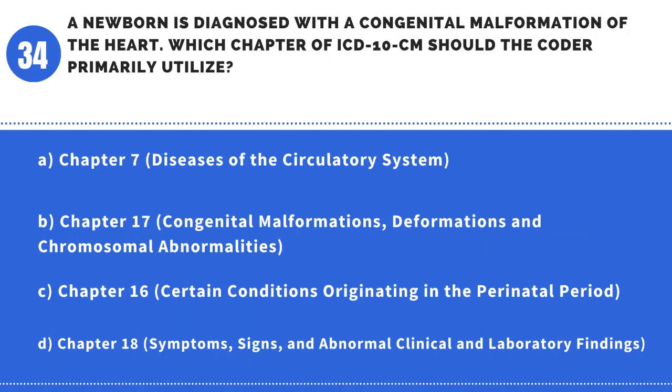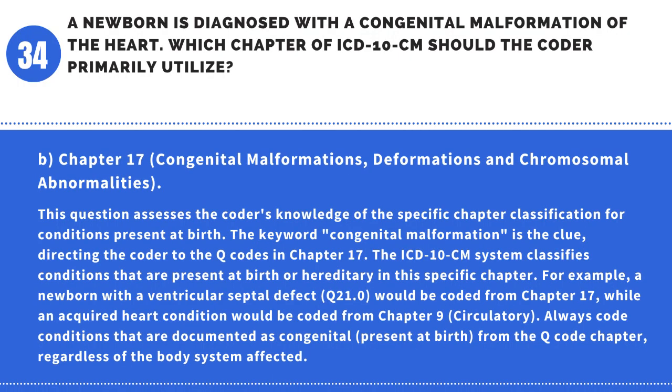Question 34. A newborn is diagnosed with a congenital malformation of the heart. Which chapter of ICD-10-CM should the coder primarily utilize? A. Chapter 9, Diseases of the Circulatory System. B. Chapter 17, Congenital Malformations, Deformations and Chromosomal Abnormalities. C. Chapter 16, Certain Conditions Originating in the Perinatal Period. D. Chapter 18, Symptoms, Signs, and Abnormal Clinical and Laboratory Findings. Answer, B. Chapter 17, Congenital Malformations, Deformations, and Chromosomal Abnormalities.